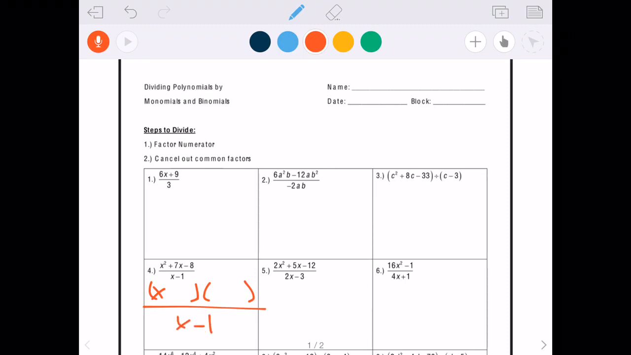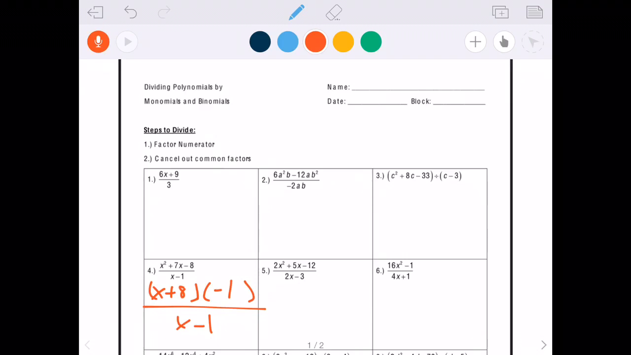So this is just a normal basic factoring problem. x squared plus 7x minus 8. We need to think of two numbers that multiply to negative 8 and add to 7. So we're going to have plus 8 and minus 1, because 8 times negative 1 is negative 8, and 8 plus a negative 1 is 7.